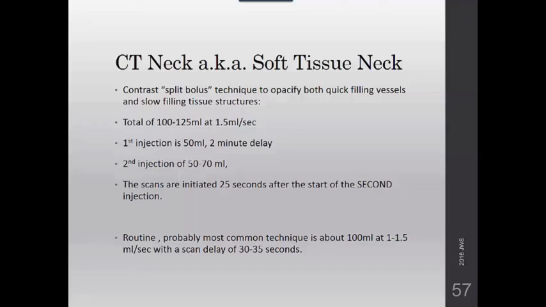Our facility only utilizes a 30 to 35 second delay before scanning. It's going to be site dependent and radiologist protocol dependent. So what I want you to do is, this is another one of those, look at your facility, see what they're doing, and report back to me on that.